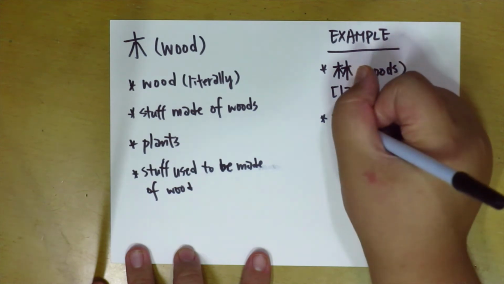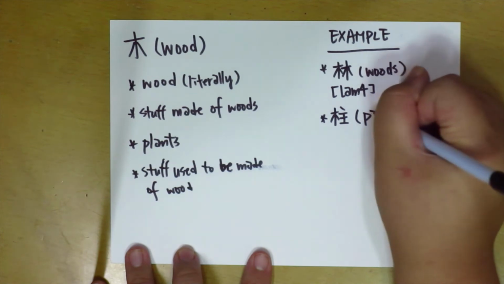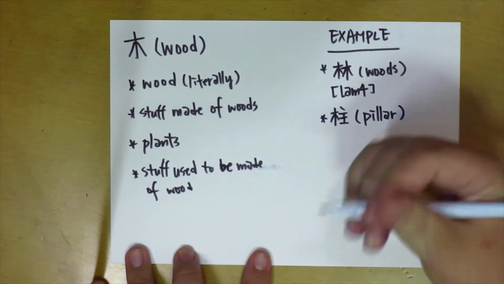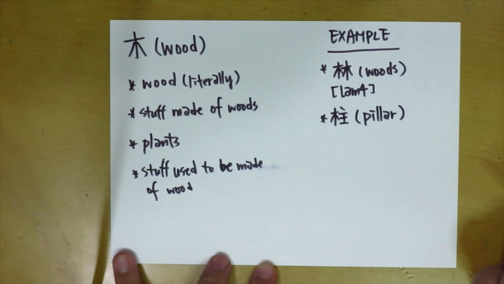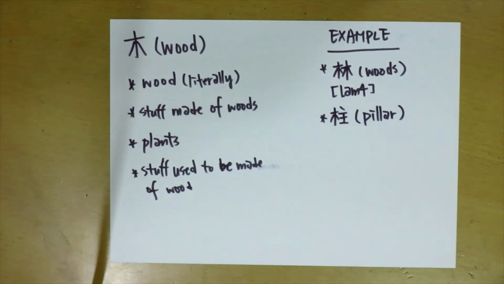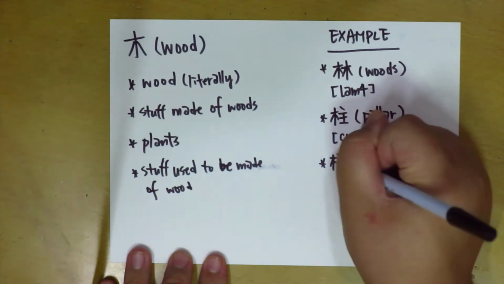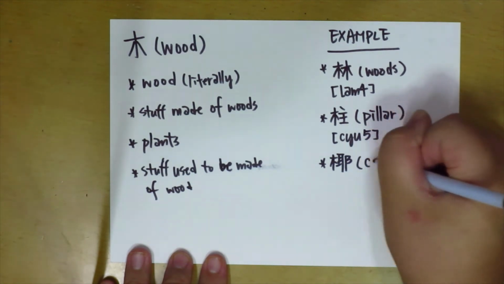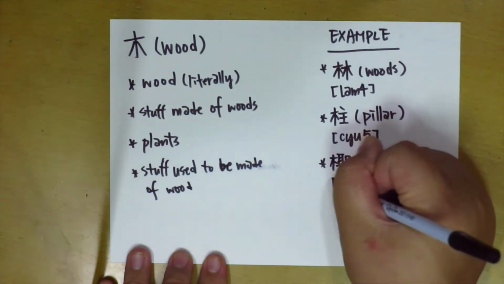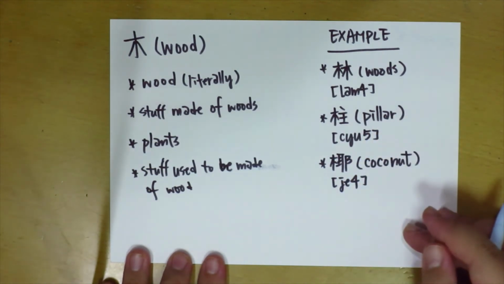The second one is 曲, which means pillar. Something that used to be made of wood, because some hardwoods are really strong and very durable. And the third one is a three-part one. Yay! Three parts, which means coconut. I assume you know what a coconut is, so I don't think I have to explain it.